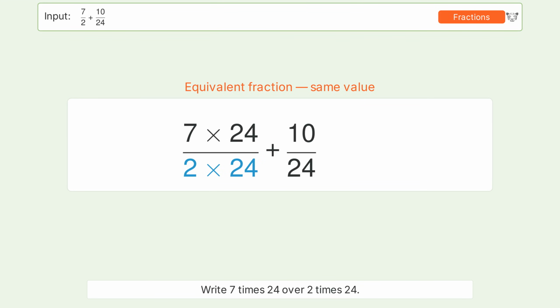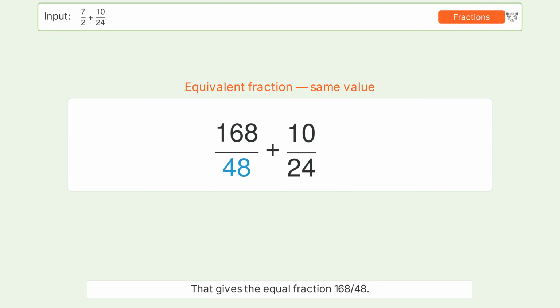Write 7 times 24 over 2 times 24. That gives the equal fraction 168 over 48. Now scale the second fraction by 2. Write 10 times 2 over 24 times 2. That gives 20 over 48.